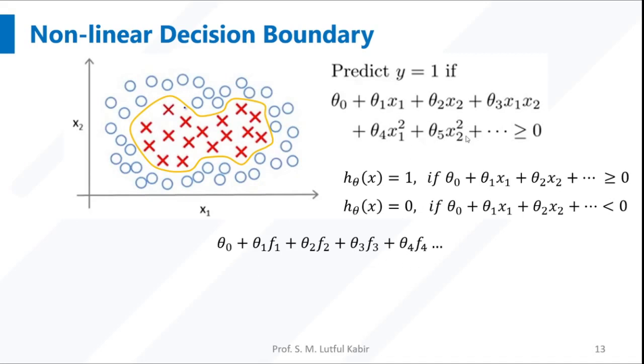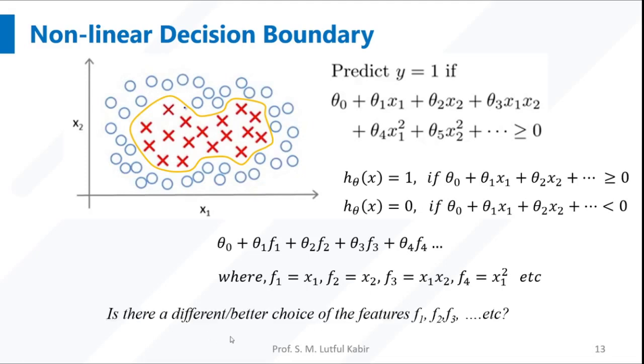The hypothesis is similar to this one. Instead of writing x1, x2, x1 multiplied by x2, etc., we can write theta 0, theta 1 f1, theta 2 f2, etc., where f1 is x1, f2 is x2, f3 is x1 multiplied by x2, f4 is x1 square, etc. So instead of writing in terms of x, we can write in terms of f, where the equation is nothing but a linear equation, where the features may be non-linear, but the features are actually the calculated features. The original features are x1 and x2. The data collection was made with x1 and x2.